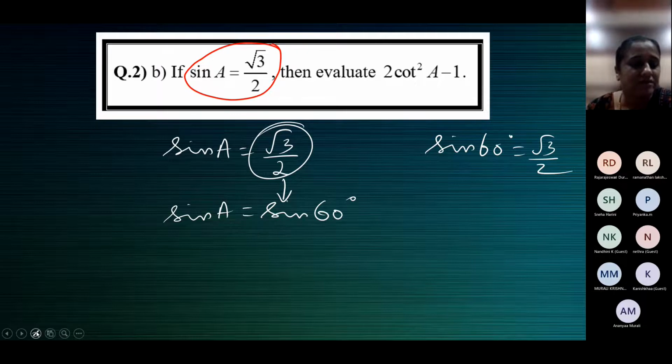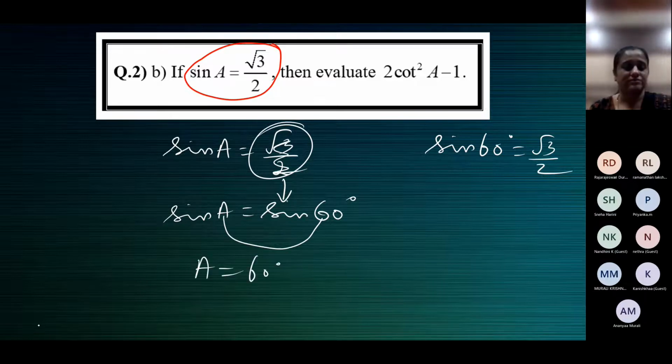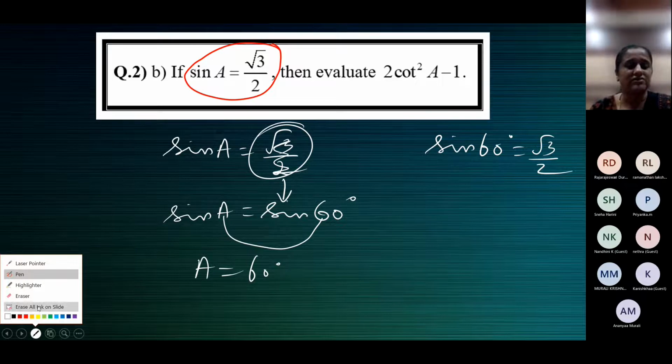What is that? Since this value root 3 by 2, you can see it in the sine table, and you know that sine 60 degrees is root 3 by 2. Take away root 3 by 2 and replace it with sine 60 degrees. On comparing both the sides, A is equal to 60 degrees.